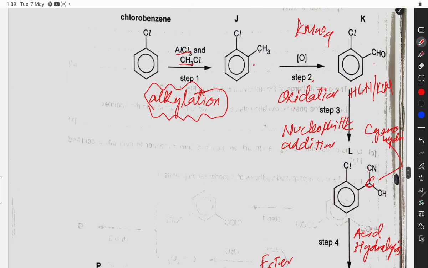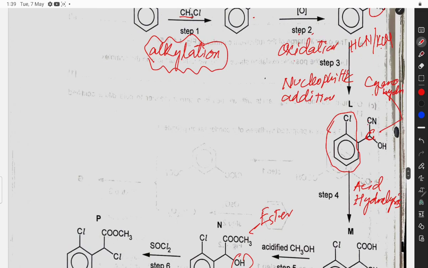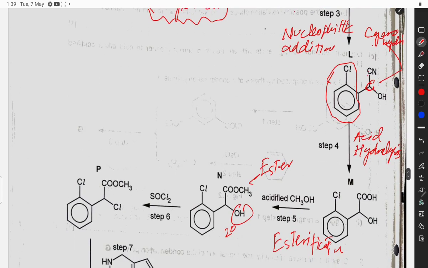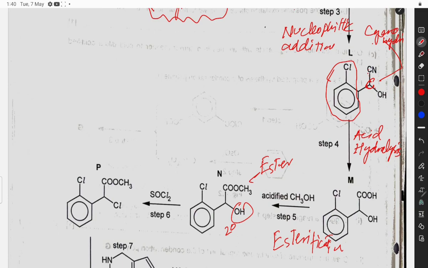This part is same, nothing is changed with this, and this part is going to change. HCN and KCN to form cyanohydrin, and this is nucleophilic addition. Now acid hydrolysis, because CN and OH is formed over here, this is going to be hydrolyzed in the presence of acid to form COOH and OH, and this remains the same.